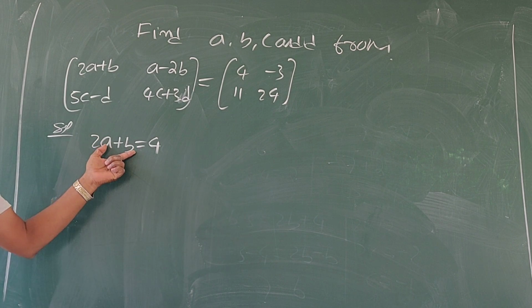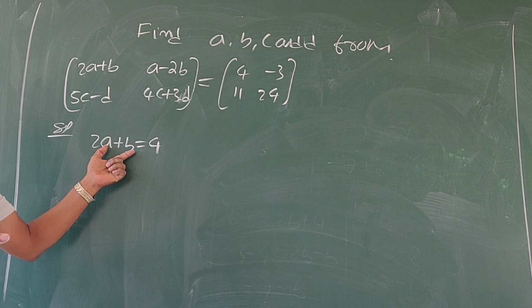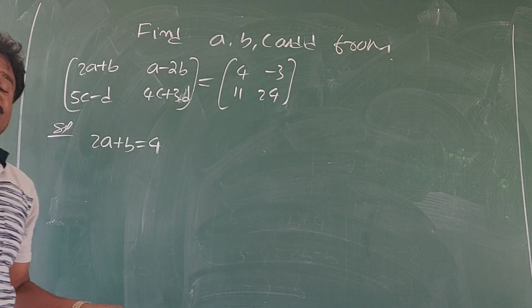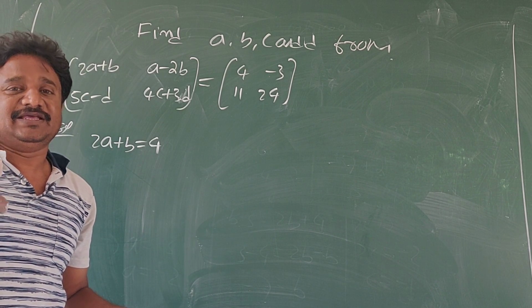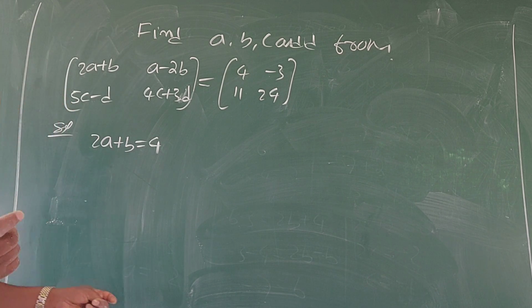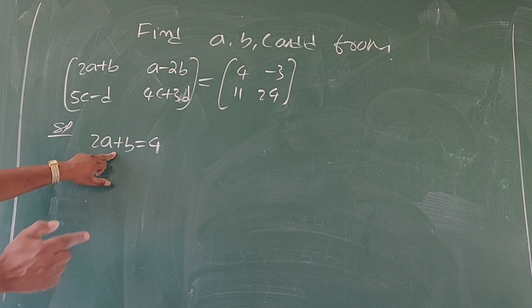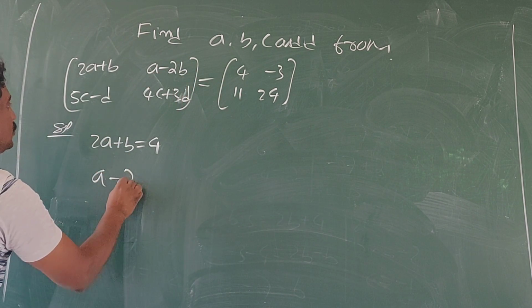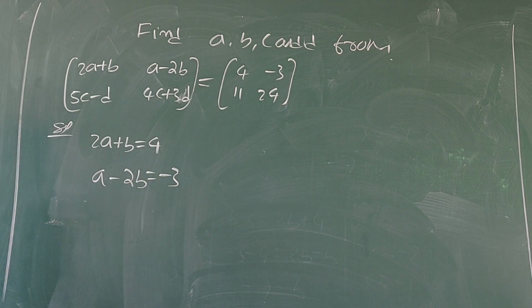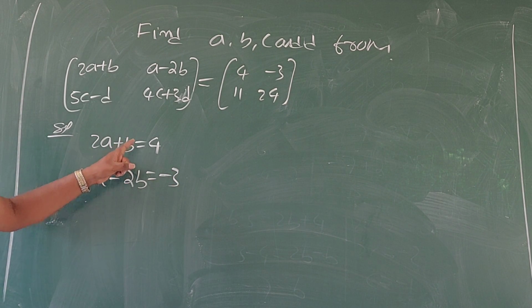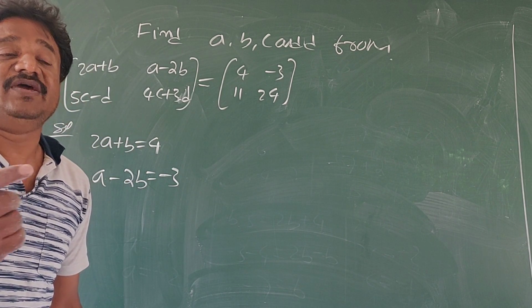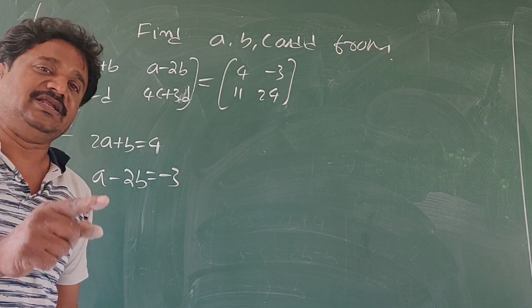Clearly it is a linear equation. If I get one more linear equation of the same type, I can easily solve for a and b. I can easily find the a value and b value. One more linear equation related to this is a minus 2b equal to minus 3. We have got two linear equations in a and b. We are ready with two linear equations in a and b.